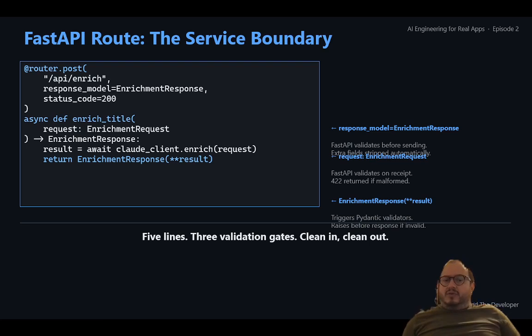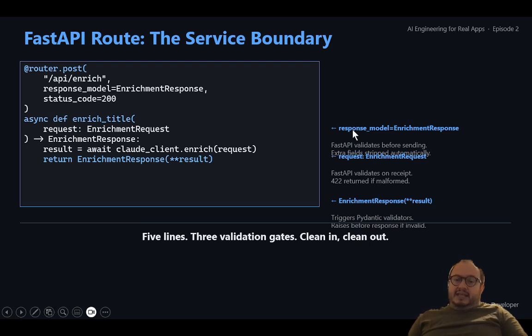The FastAPI route is where all three layers connect. The route is a single POST endpoint at /api/enrich. It receives an enrichment request and returns an enrichment response. Those two types are the public contract of the service. FastAPI's response model parameter does two things. It validates that the object we return actually matches the declared type. If we try to return something with a missing field, FastAPI raises before the response is sent, and it filters the response. If our internal model has fields we do not want to expose, like internal debug data, they are stripped automatically. The route itself is short.